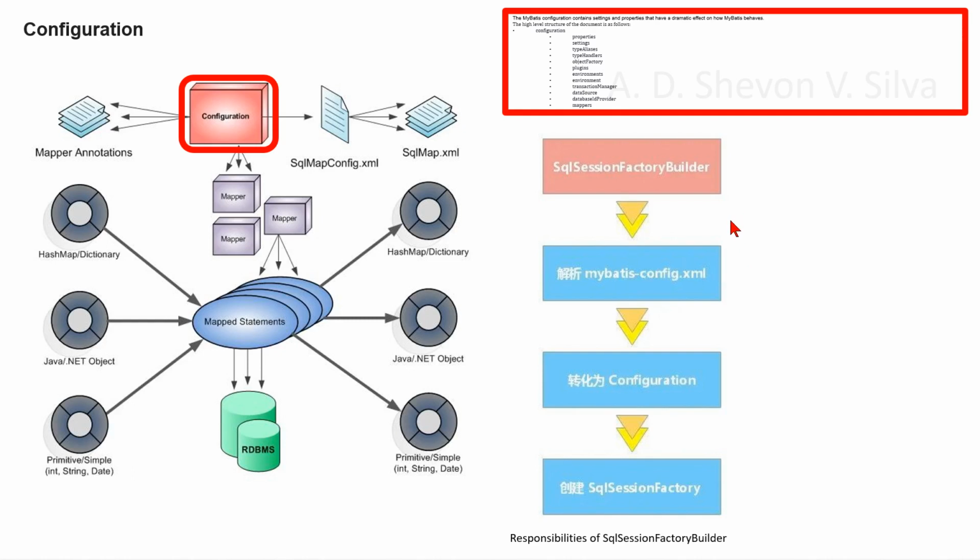Regarding the SQL session lifecycle of the SQL session factory builder, the SQL session factory builder can be instantiated, used, and discarded. Once the SQL session factory is created, it is no longer needed. Therefore, the best scope of an instance of SQL session factory builder is the method scope, that is, local method variables. You can reuse SQL session factory builder to create multiple session factory instances, but it is better not to keep it forever, to ensure that all XML parsing resources can be released for more important things.